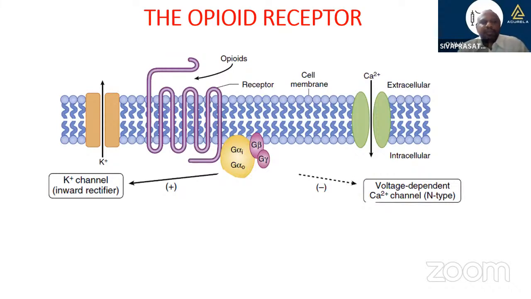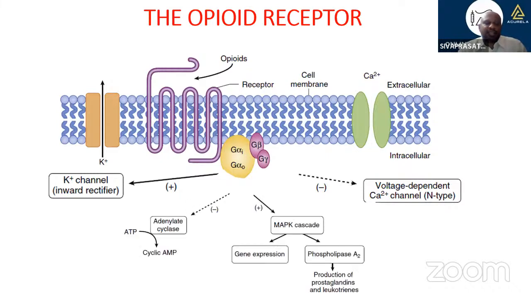Once the opioid binds to it, it will either modify the potassium channel in the postsynaptic membrane or close the calcium channel in the presynaptic membrane. Other effects are, it will also inhibit adenyl cyclase, leading to a decrease in cyclic AMP, and the MAP kinase pathway, which lead to tolerance. So this is the basic structure of an opioid receptor, which is a 7 transmembrane spanning protein, a G protein coupled receptor.